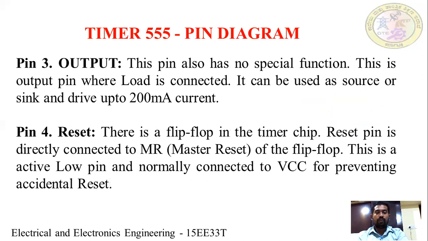We connect the output to pin number 3. This pin has no special function. The complementary signal Q bar is there, and the flip flop output goes to pin 3, which is mainly made for output. This is where the load is connected; it can be used as a source or a sink, to drive up to 200 milliamps of current.